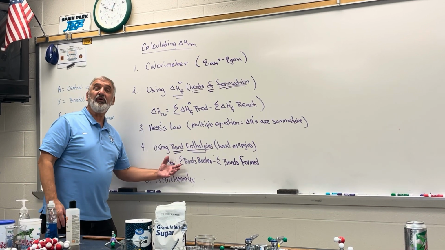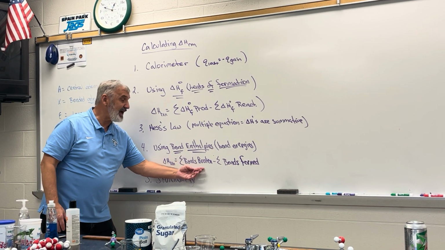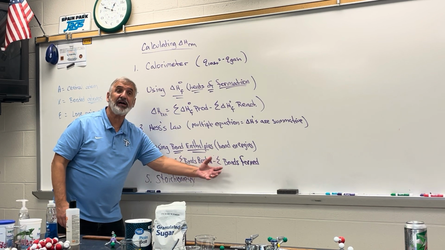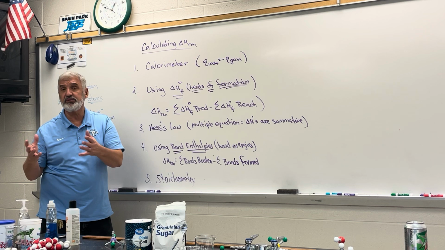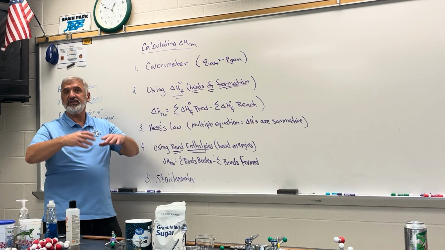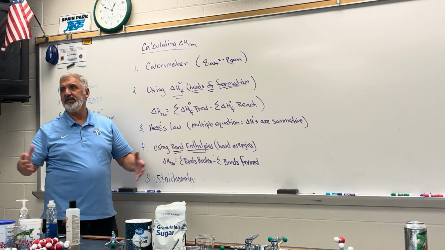So, with bond enthalpies, this is reactants minus products. This is the one that's backwards from all the other ones, and especially when we get to delta S and delta G as soon as we come back from Christmas. And that's when we're going to take the big test over all of this.